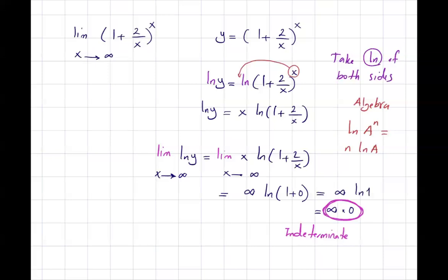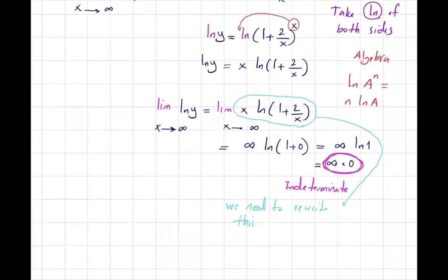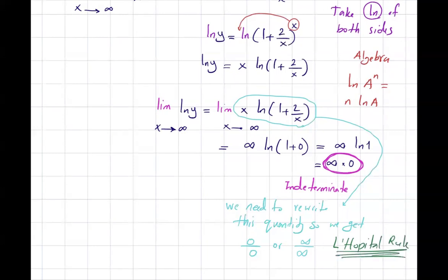So what are you going to do? You're going to go back to this quantity and rewrite it. We must rewrite this quantity so we get 0 over 0 or infinity over infinity, so we can apply L'Hopital's rule. This is our goal. Perfect. So what do we have here?